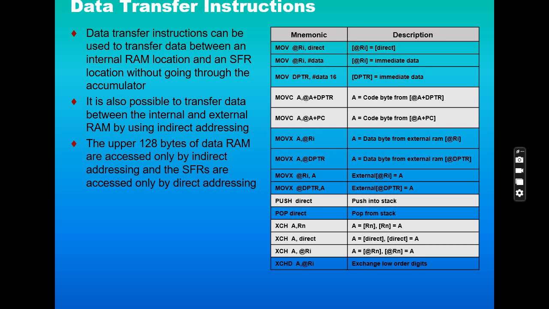Data transfer instructions. What do you mean by transfer instructions? It can be used to transfer data between internal RAM and the SFR. So from one location, without executing the subsequent instruction, you can jump to some specific address location and start performing the operation, that is, start transferring the data to that particular location. So that is referred to as data transfer instructions.